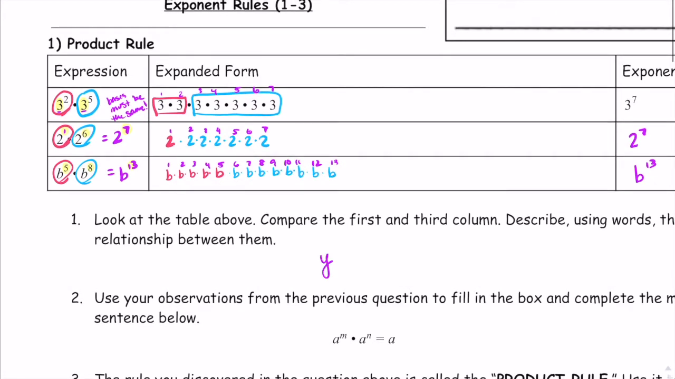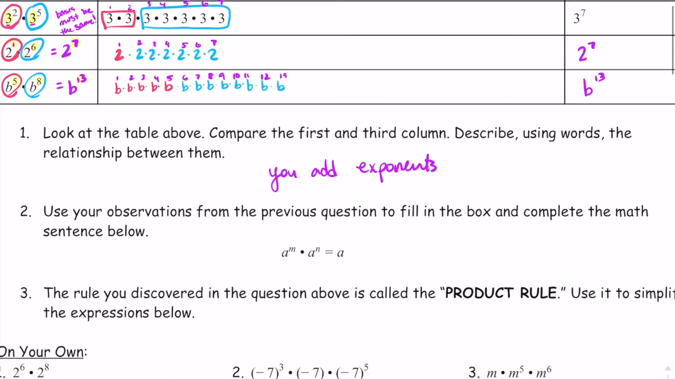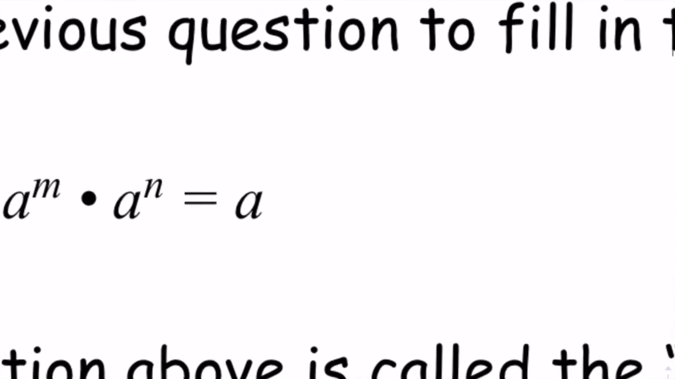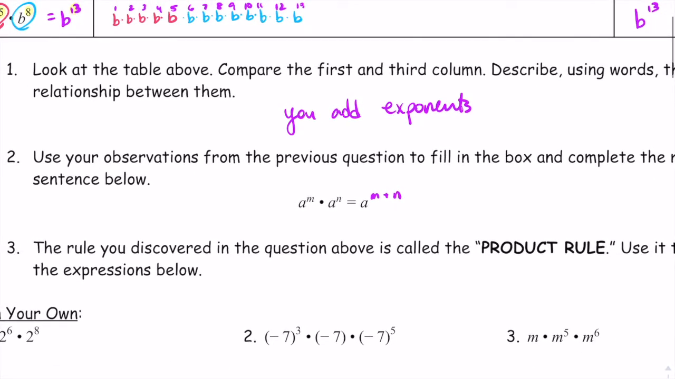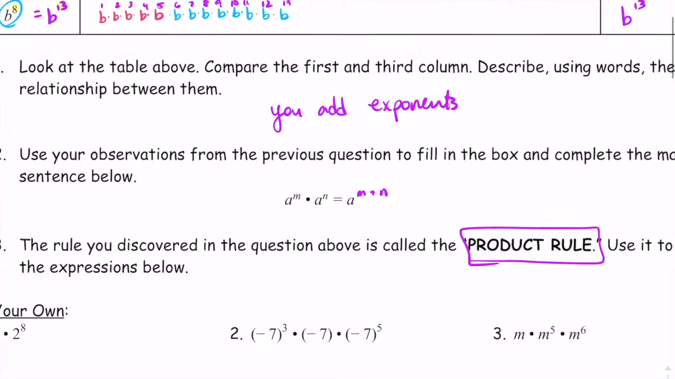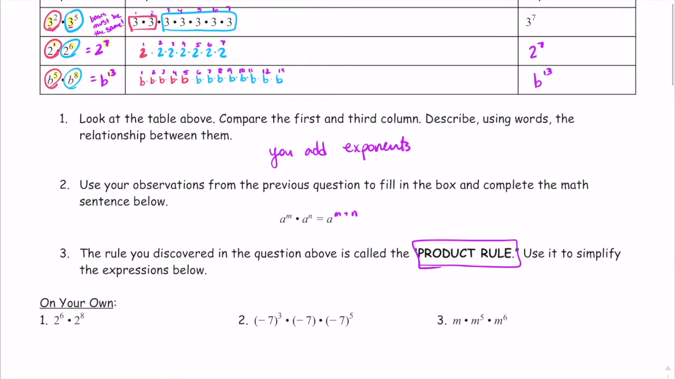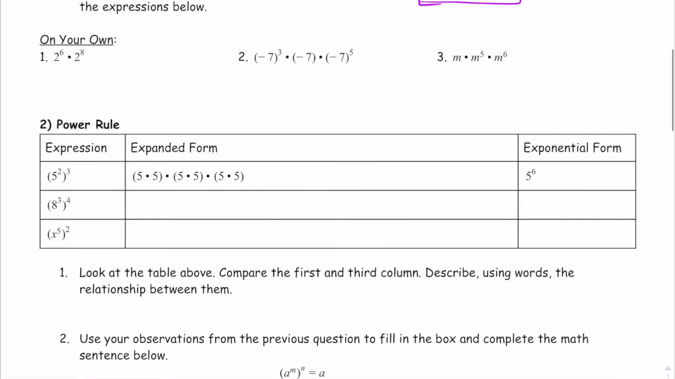Well, the rule that I come up with is you add them. You add exponents. Right? So from your observations from the previous question, fill in the box and complete the sentence below. If I have a to the m times a to the n, it's going to be a to the m plus n. So all I'm going to do is add my exponents. So the rule you guys just discovered in the question above is called the product rule. Okay, so use it to simplify the expressions below. Why don't you guys take some time on your own, try these out.